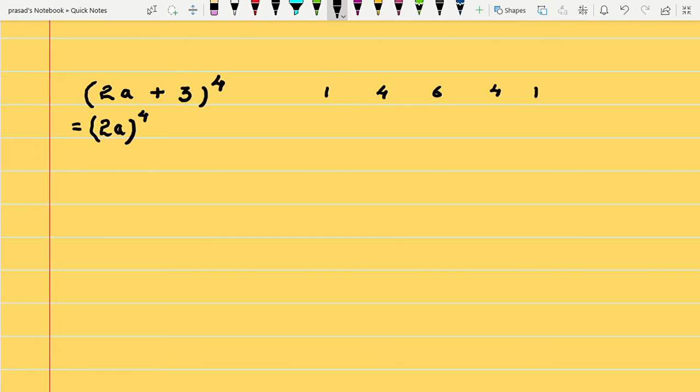Then the next coefficient is 4. I'll reduce 2a's power by 1 and introduce 3 here, that is your second term in the bracket. Then the next coefficient is 6. I will reduce 2a's power by still 1, so it will be 2 here, and 3's power I will increase by 1.